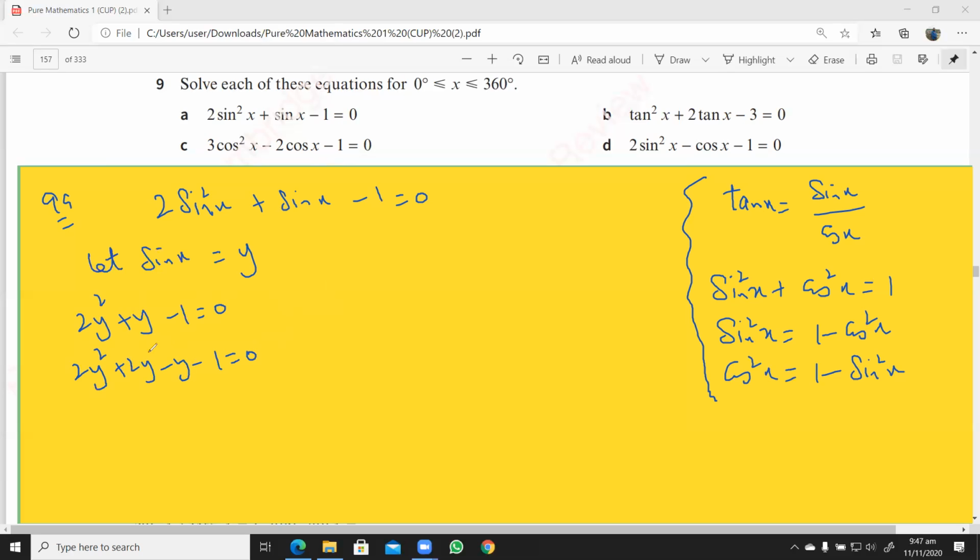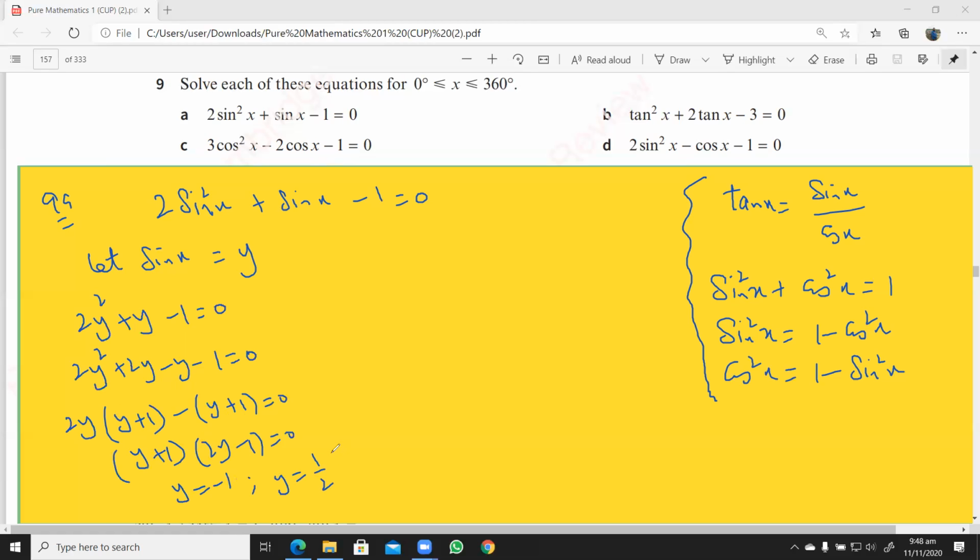If you're weak in middle term breaking, there is also a video on middle term breaking, especially for you people. You can check that, okay? So you should be very good at this middle term breaking. So this is minus this, okay? And this is y plus 1 into 2y minus 1 equal to 0. So you have y equal to minus 1 and you have y equal to half.